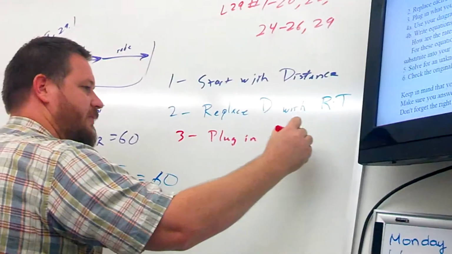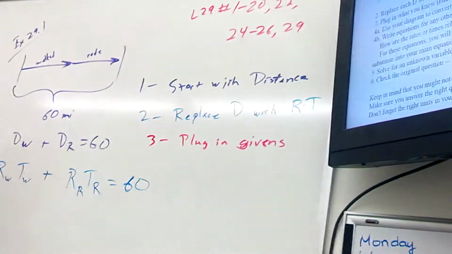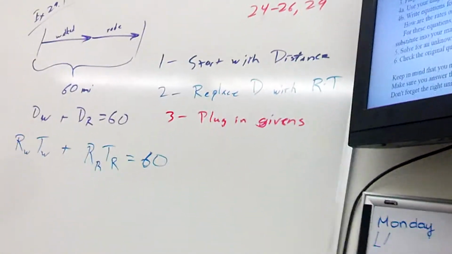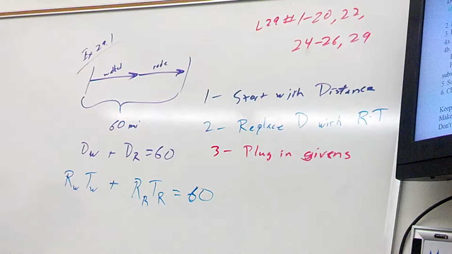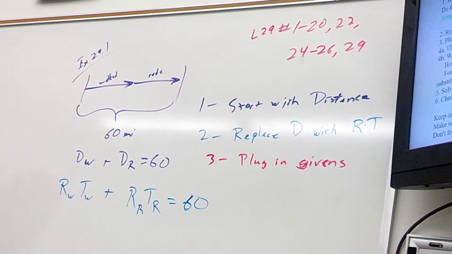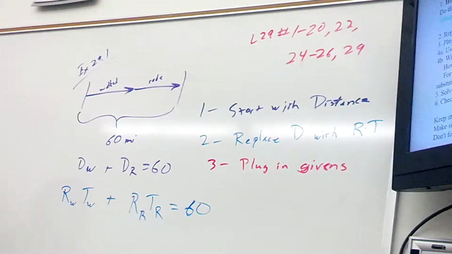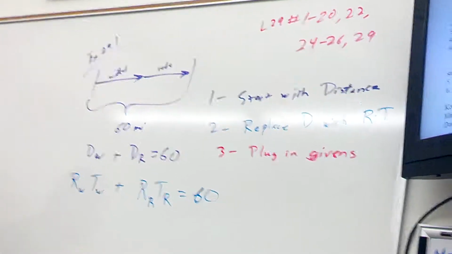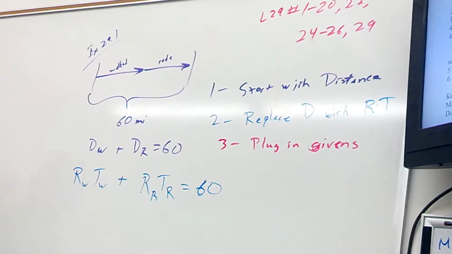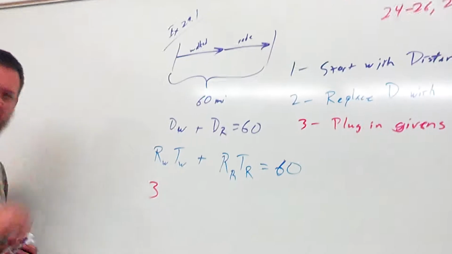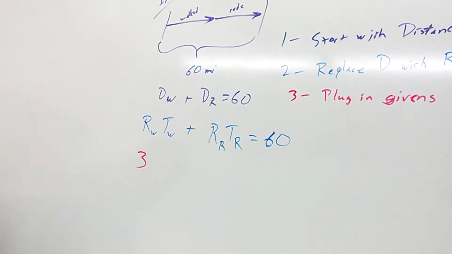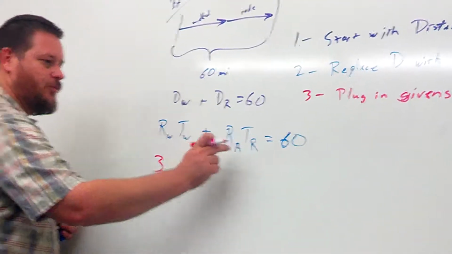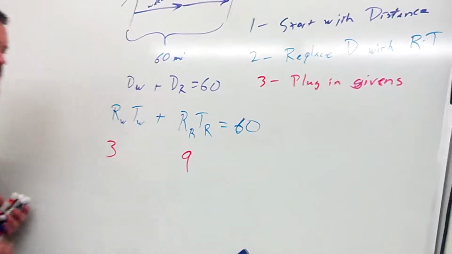Plug in, I'll just call them givens. What are we given in this problem? It says he walked at 3 miles per hour, and rode at 9. So he walked at 3 miles per hour. What type of unit is that? Rate, time, or distance? Rate. So that's the rate that he walked. So rate walked is 3 miles per hour, and the rate rode is 9. He says he rode at 9 miles per hour, so that's the rate that he rode.